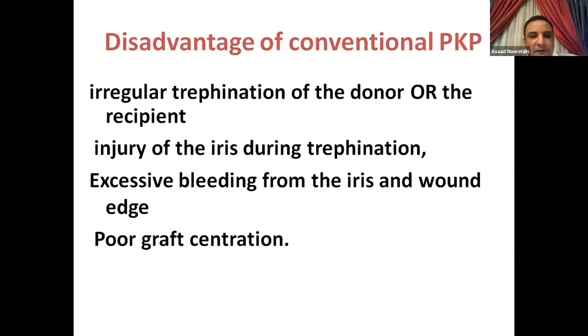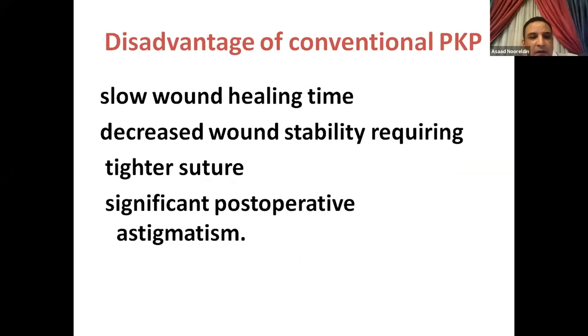But there are many disadvantages of the conventional technique, such as irregular trephination of the donor or recipient cornea, iris injury during trephination, excessive bleeding from the iris and wound edge, and poor graft centration. This video will show conventional penetrating keratoplasty.